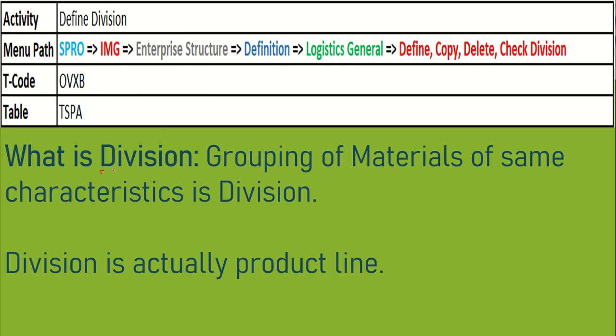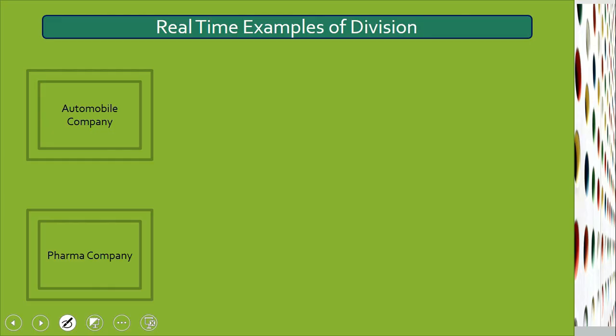So what is division actually? Division is the grouping of materials. Which materials? The materials which have the same characteristics. That is called the division. So division is actually the product line of any company. So what is meant by the grouping of materials of the same characteristics?